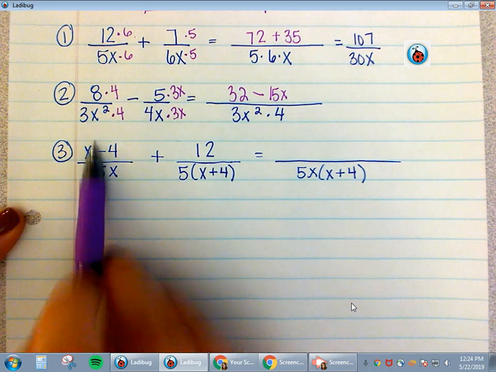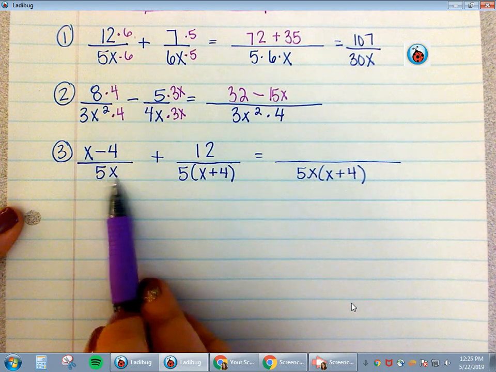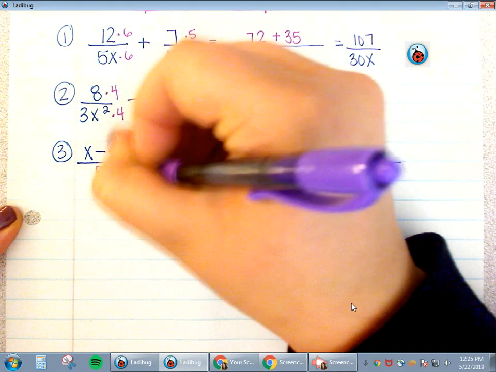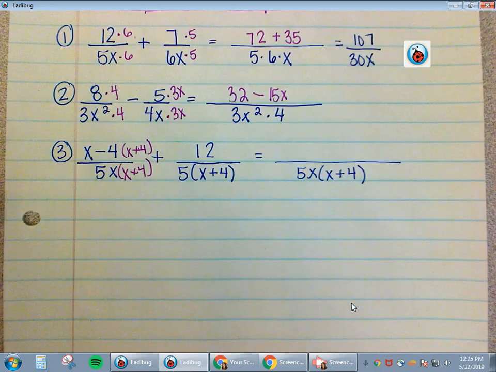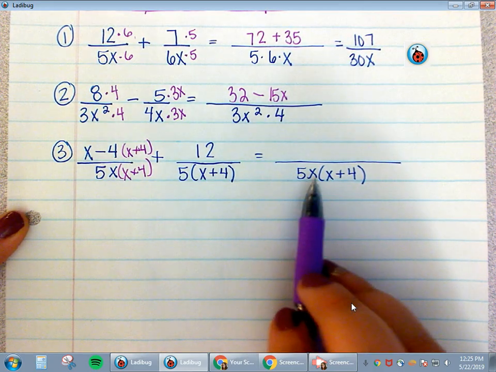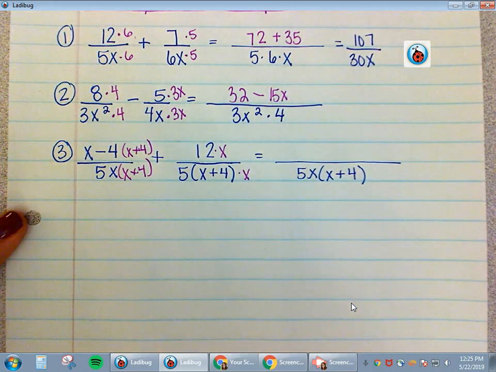Now look at your two fractions and see what you were missing from the common denominator you chose. We already have the 5x. We're missing the x plus 4. And for the other one, we have the 5 and the x plus 4. We're just missing this extra x. So I need to multiply by x on top and bottom.